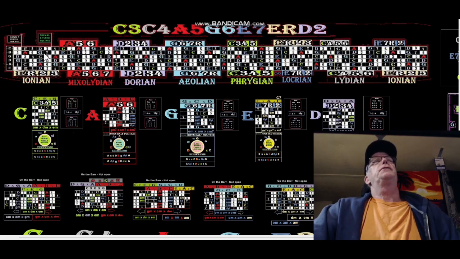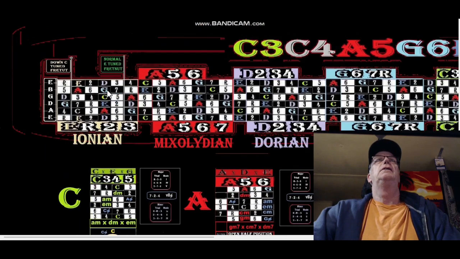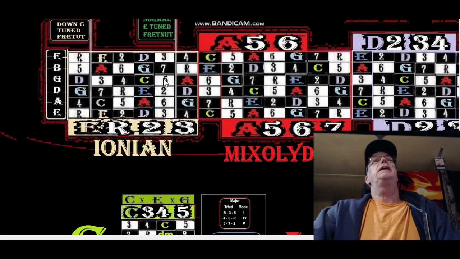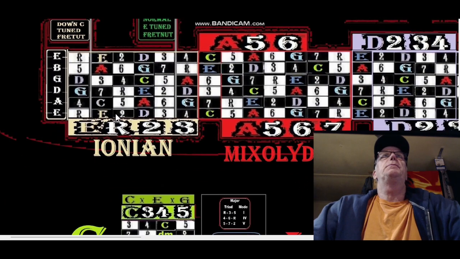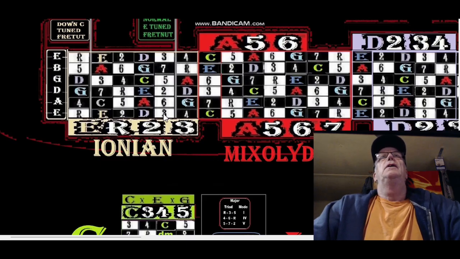So let's look first at the fretboard itself. This is the Ionian. The Ionian string shape is root, 2, 3.